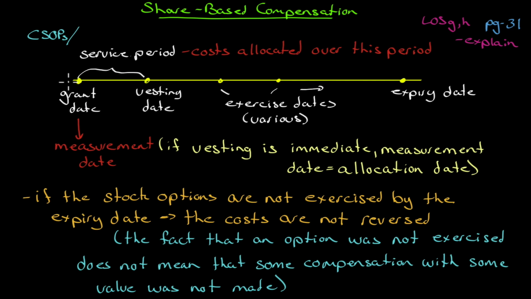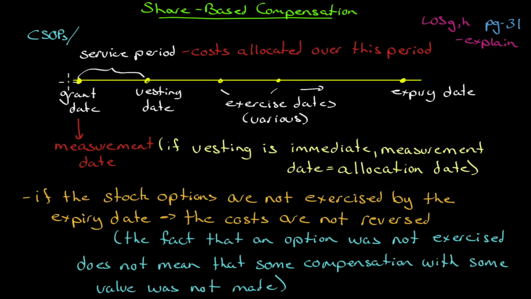If stock options are not exercised by the expiry date, what do you think happens? Do you think that it's reversed? It's not. The costs are not reversed. Why not? Again, remember, once you grant those options, there are no subsequent changes that you make. Once you grant those options, you part with possession. That means the options belong to the employee now. It's their right to exercise it or not.